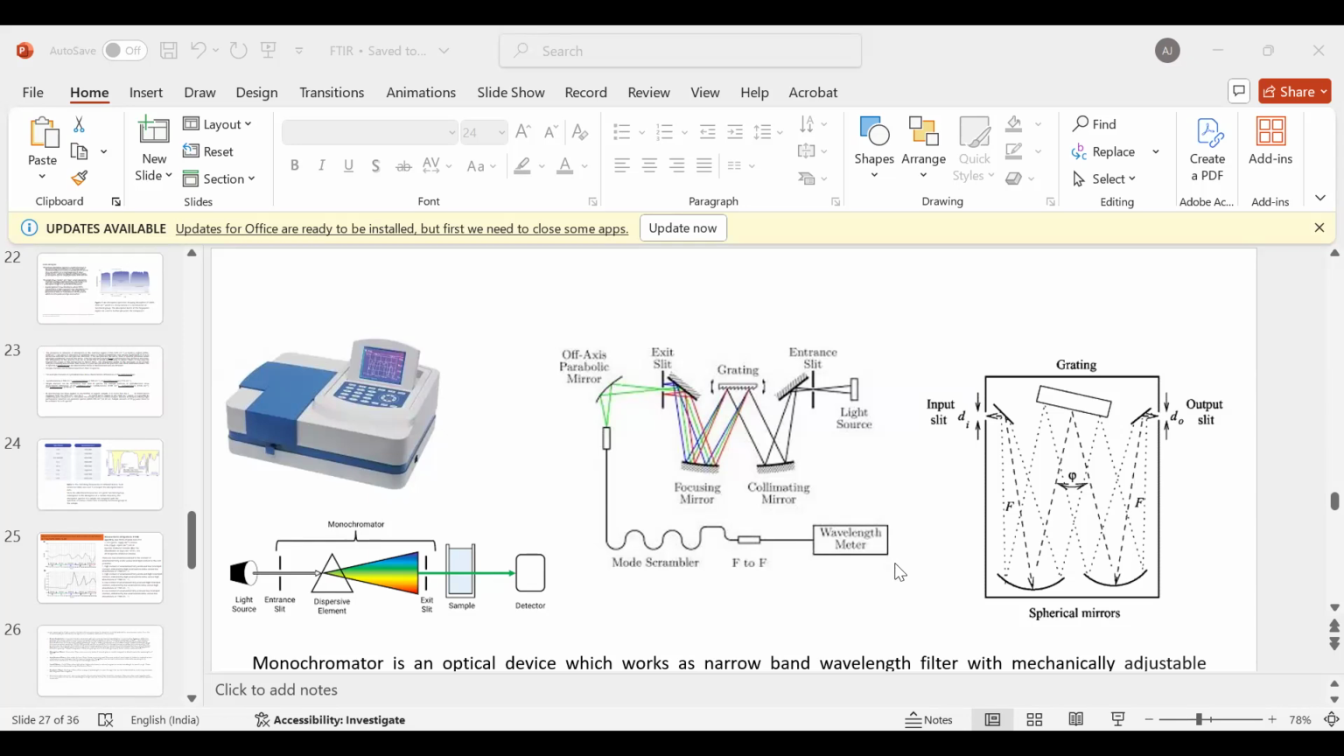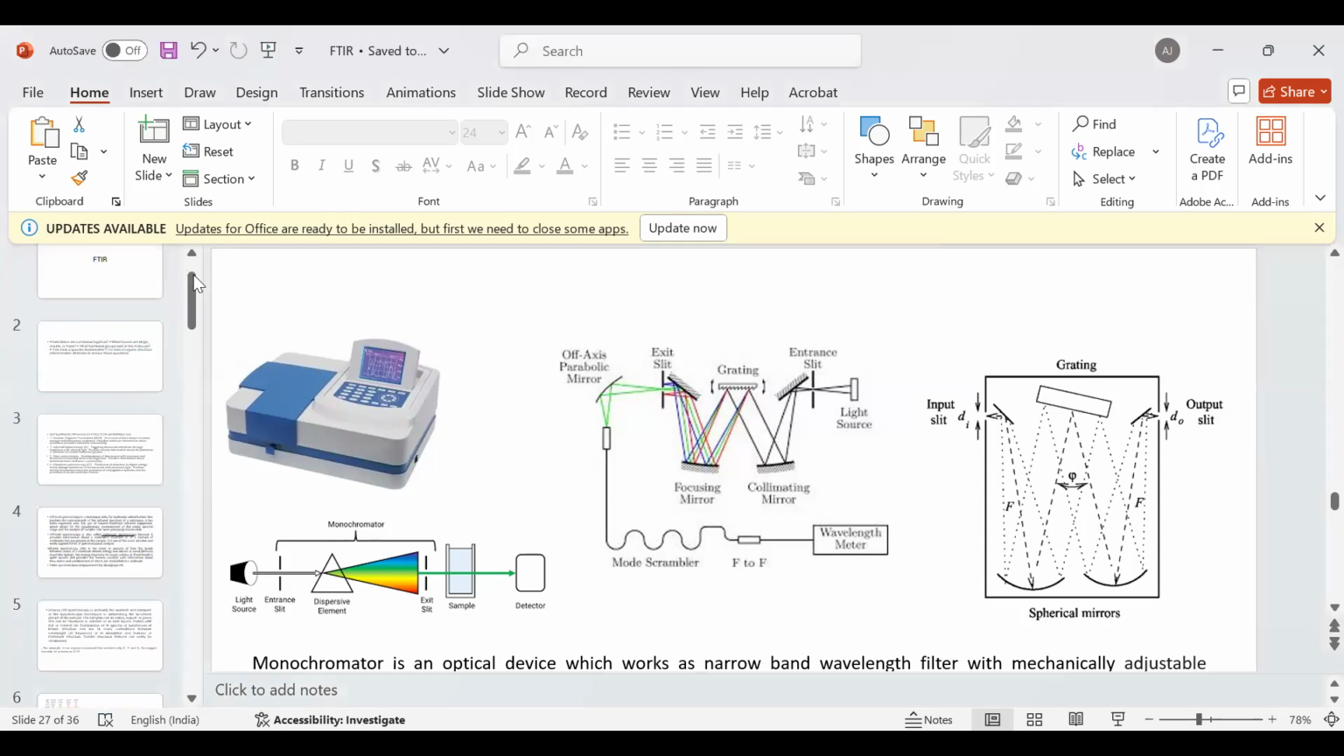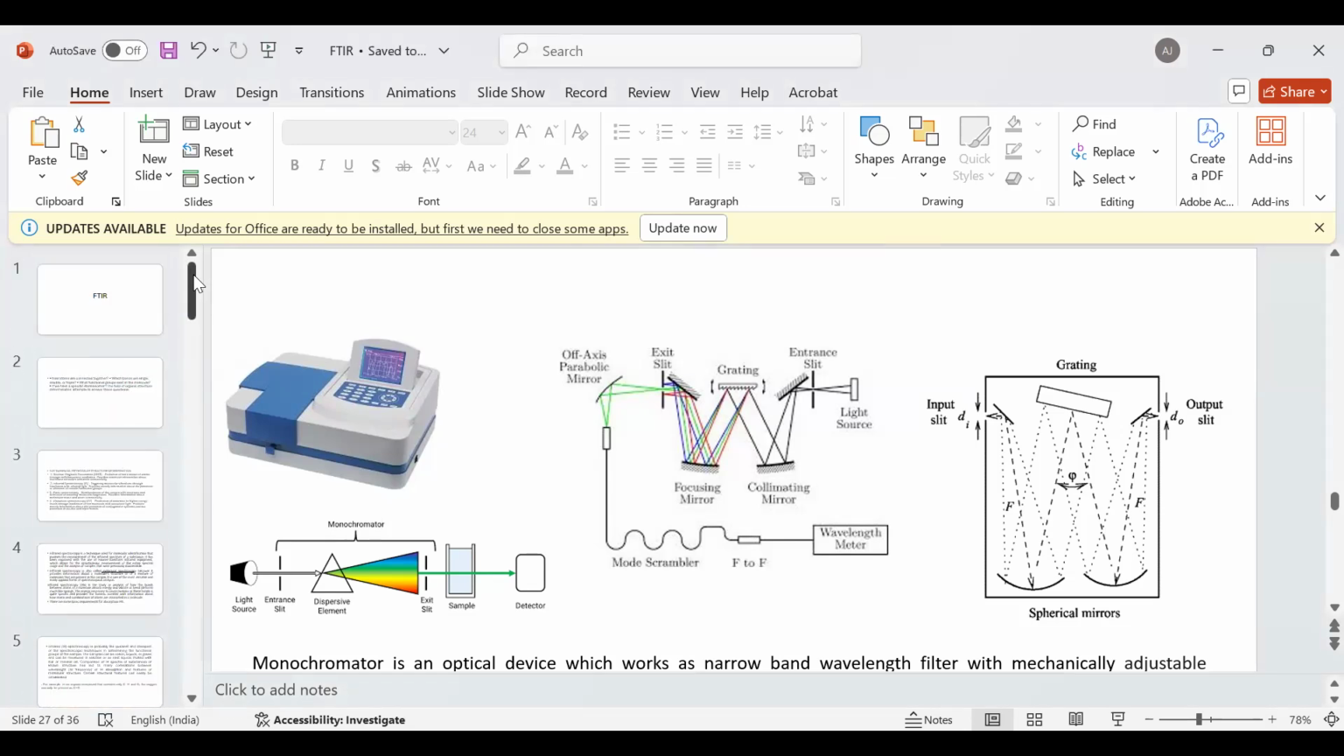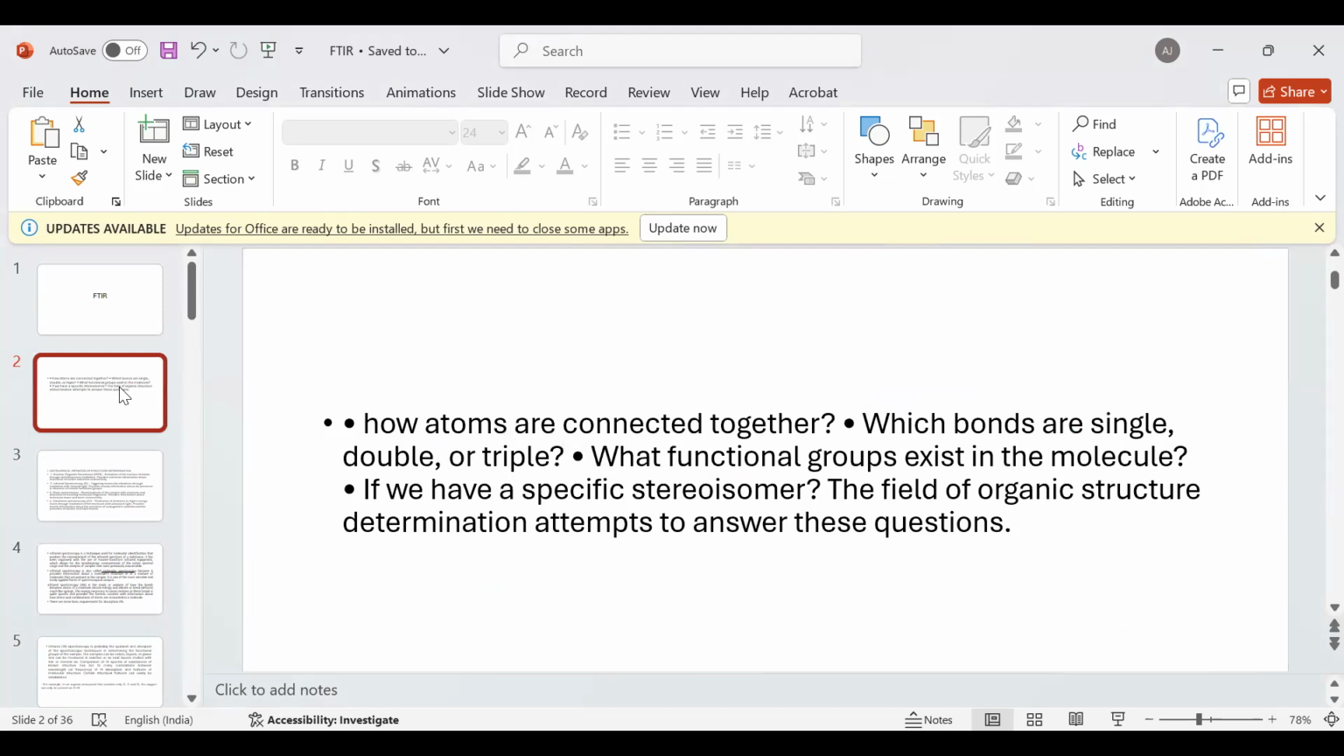Now, in today's session, we will discuss the FTIR instrument. In spectroscopy, we have talked about the UV visible spectrophotometer, right? Now, here it is about the details of FTIR. What is FTIR? How does it work? All these things we will cover.